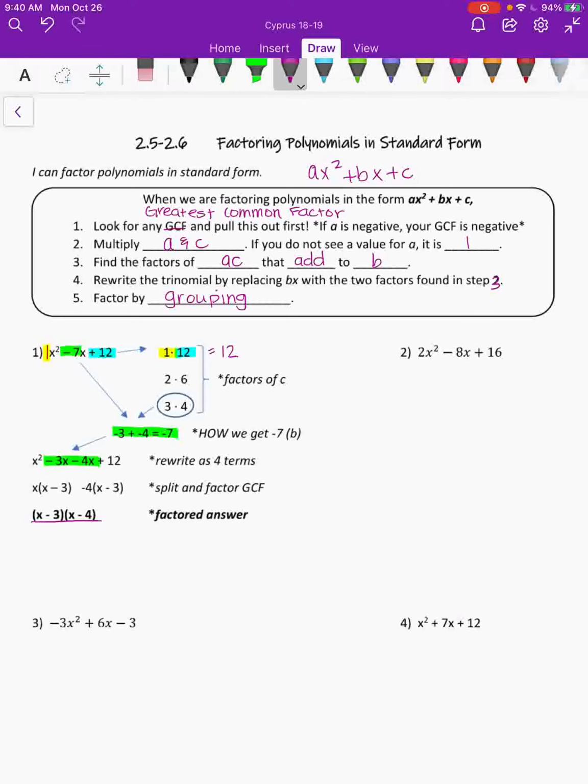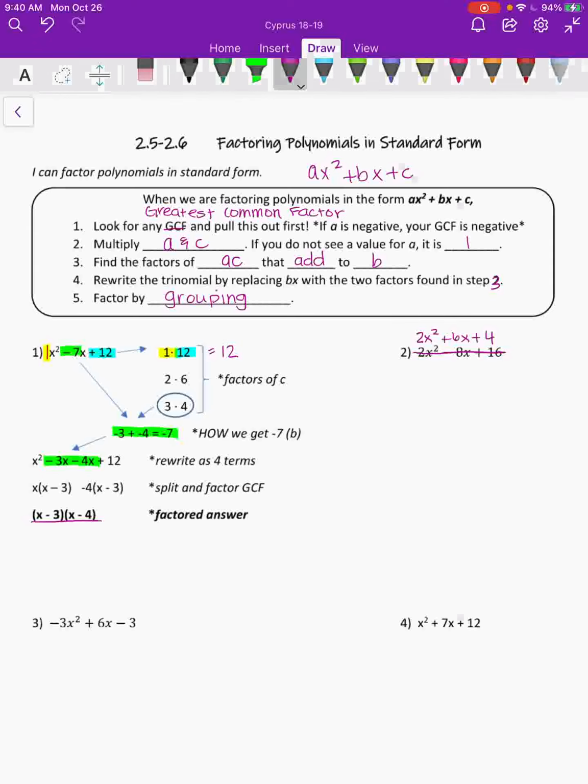Let's do an example together. Number 2, I'm going to actually change this problem because that problem that's written in there, we cannot factor. So I'm going to cross this out. The problem that I want you to write down is 2x squared plus 6x plus 4. Okay. So we're actually going to factor this problem.